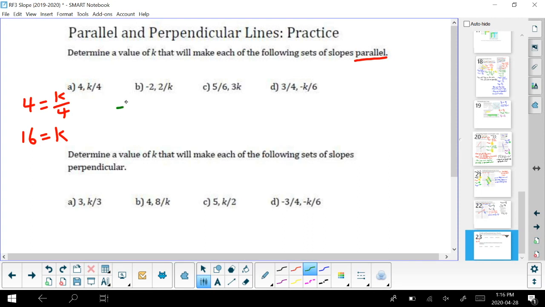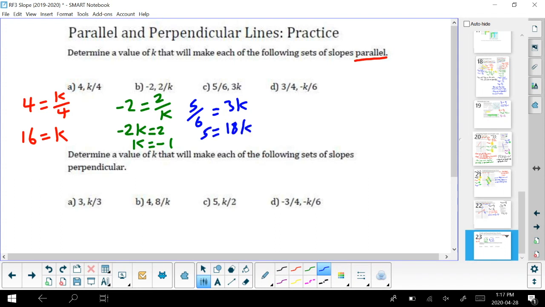Example B, I know that -2 has to equal 2 divided by k. I'll multiply each side by k, so I'll get -2k is equal to 2. I'll divide both sides by -2, and I'll get k is equal to -1. Question C, I have 5 over 6 is equal to 3k. I'll first multiply both sides by 6, and then divide both sides by 18. So I'll get 5 over 18 is equal to k.